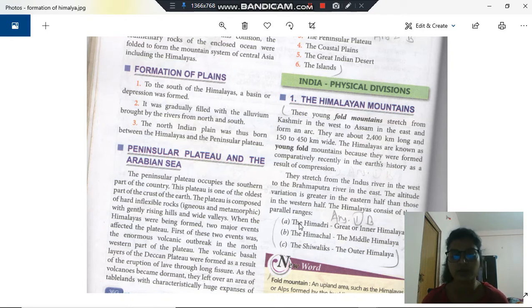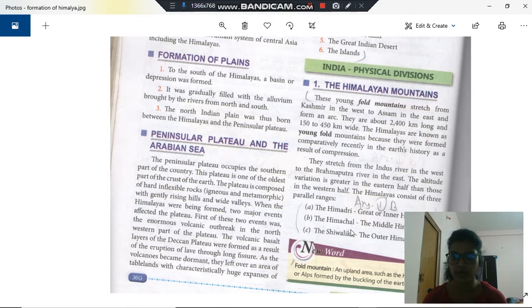So it says that Himalayan mountains are basically fold mountains, and they are young mountains because they were formed recently, due to compression, and they stretch from the Indus river in the west to the Brahmaputra river in the east. We will see this in the map in the next slide. They form 3 mountain ranges. The first one is Himadri, also called Great or Inner Himalaya. The second is Himachal, which is the Middle Himalaya. The third is Shivalik, which is Outer Himalaya.